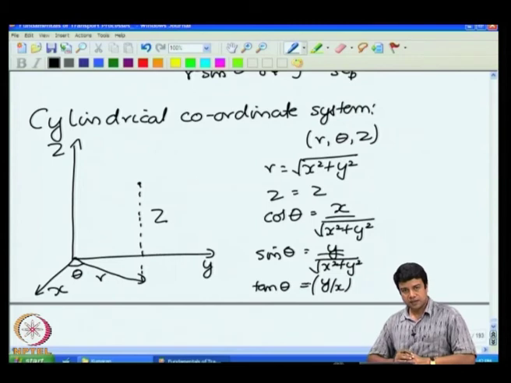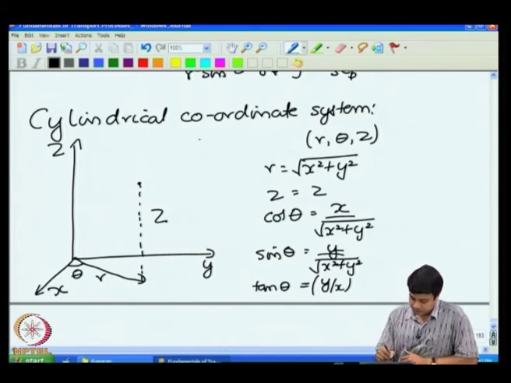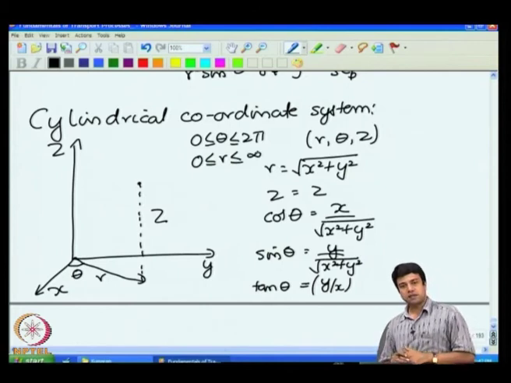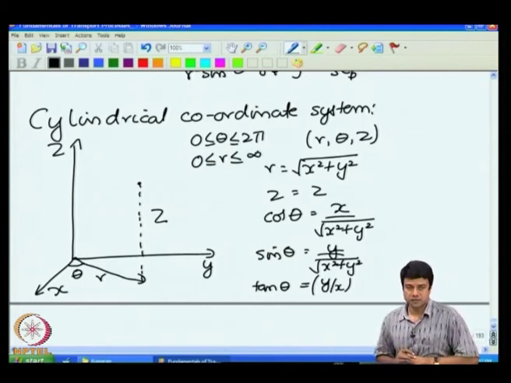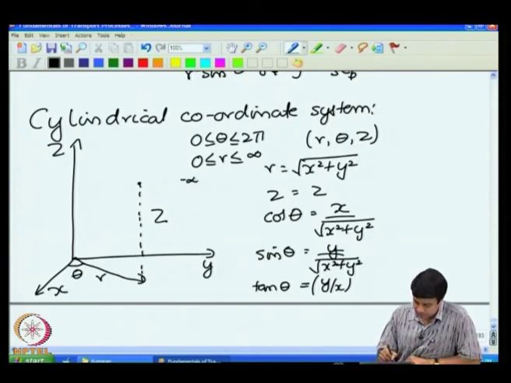Therefore, the angle theta varies from 0 to 2 pi. R is the distance along the xy plane, so it is always positive. So, 0 less than or equal to theta less than or equal to 2 pi, and r can vary from 0 to infinity. R is a distance, so it always has to be positive, and z is the distance along the z axis, so this varies from minus infinity to plus infinity.